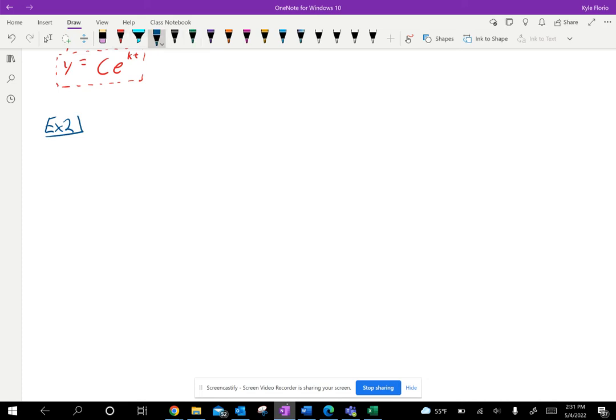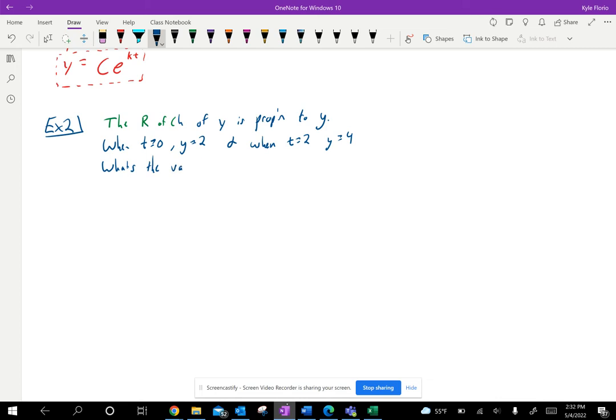I'm actually going to write in blue. The rate of change of y is proportional to the value of y. We're also given that when t equals 0, the value of y is 2, and when t equals 2, y equals 4. And the question is, what is the value of y when t equals 3?